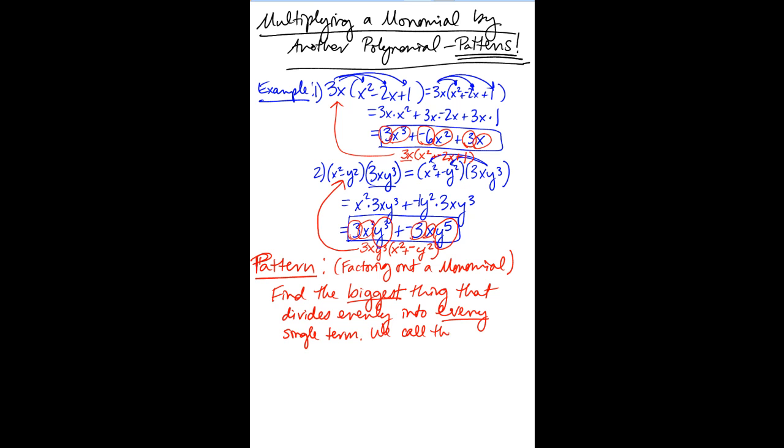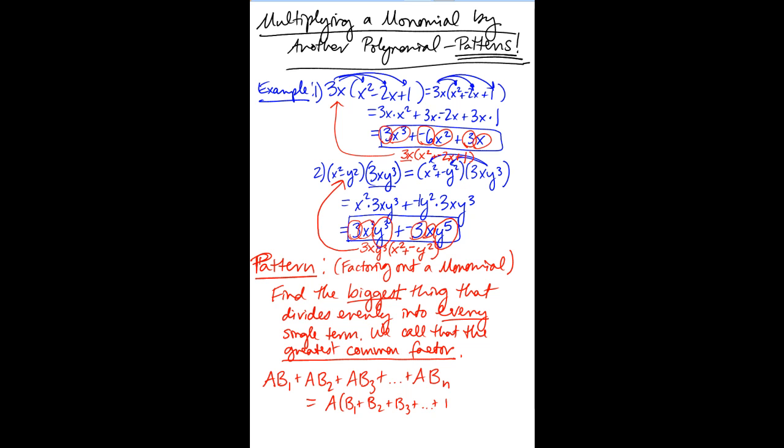We call this biggest thing the greatest common factor. And so if we wanted to write it formally, if we have some expression that can be written as a times some stuff plus a times some more stuff plus a times some more stuff and so forth, I'm just calling that other stuff b. A times b to the n. These are each different bits of things. I know that I can rewrite this as a times b1 plus b2 plus b3 plus bn.